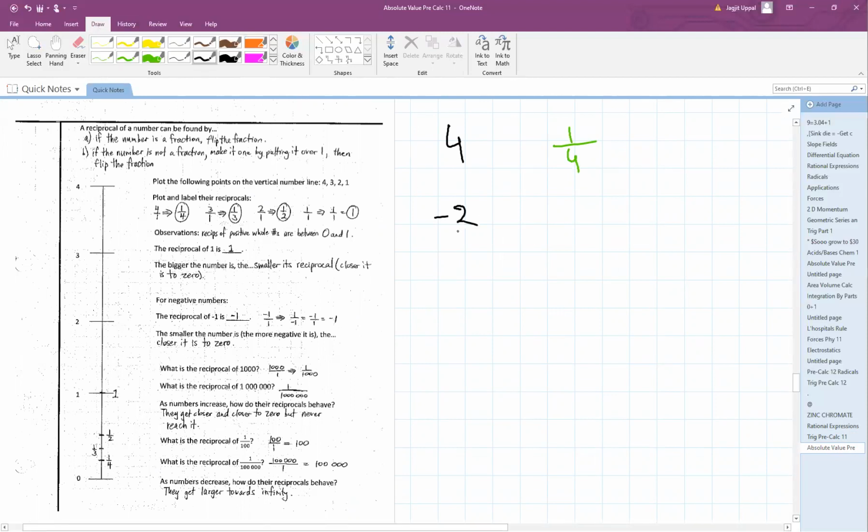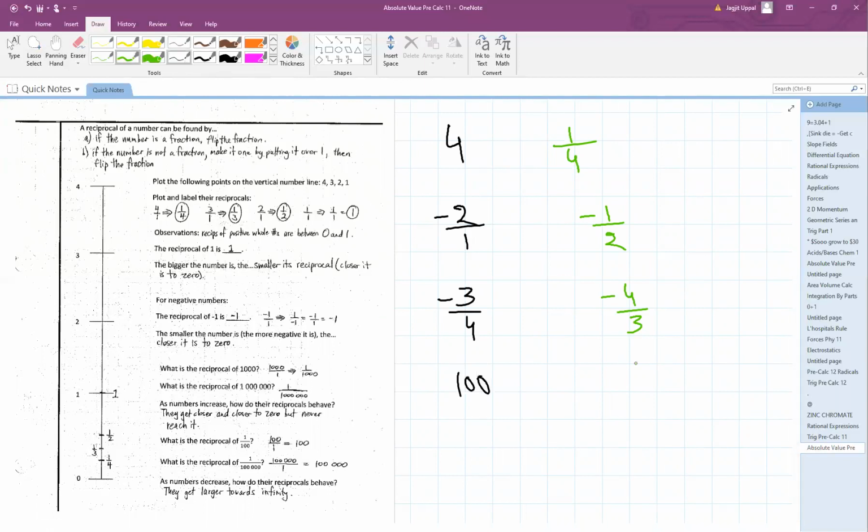If my number is -2, you just flip it, but the sign stays the same. Now, if I had given you -3/4, the reciprocal of that is going to be -4/3. What about if I had 100? What's the reciprocal of 100? 1/100. Very good. So you're just going to flip it. That's the meaning of reciprocal.